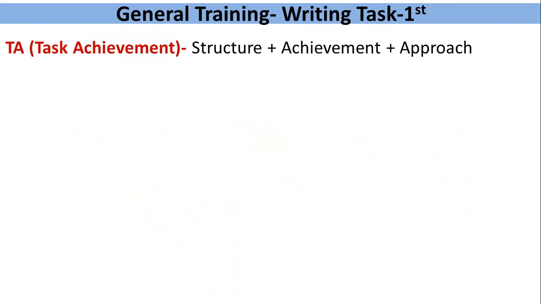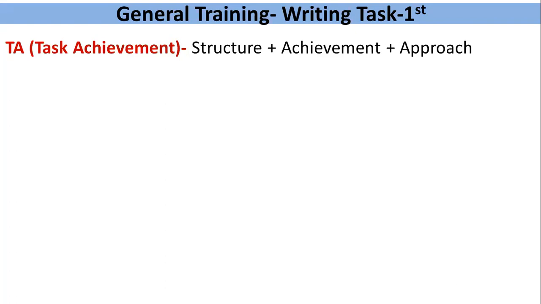What is task achievement? In short form, it's TA. Task achievement contains three things: structure of the task, achievement of the task, and approach of the task. In TA, there are three things we have to keep in mind while writing the task. Is our structure clear? Is our achievement clear? And is our approach clear? If all of these things are clear, that means you are good at TA.